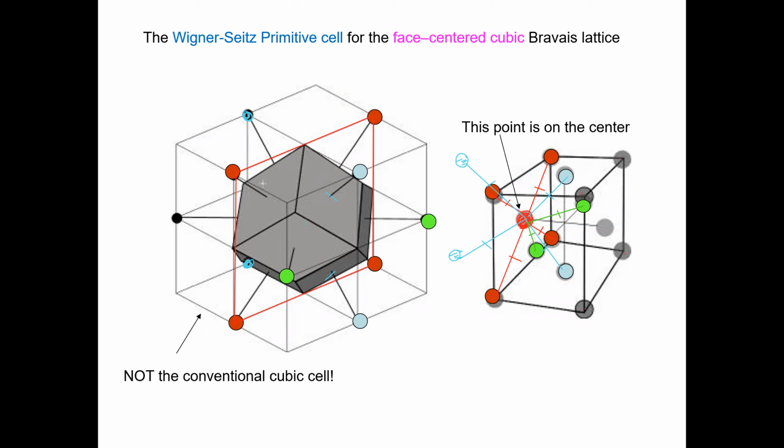We have 4 sides, right? On the top, another 4 sides at the bottom, and another 4 on the sides, right? 4 plus 4 plus 4 is 12. So the total will be 12 sides. So it is a polygon with 12 sides.